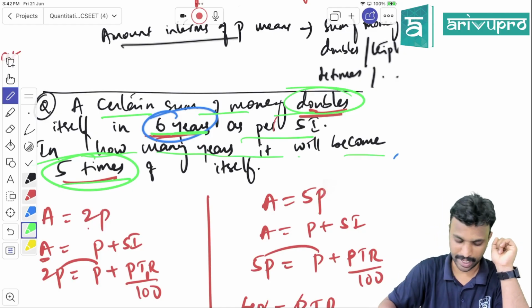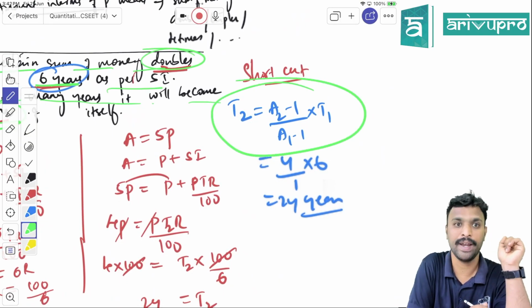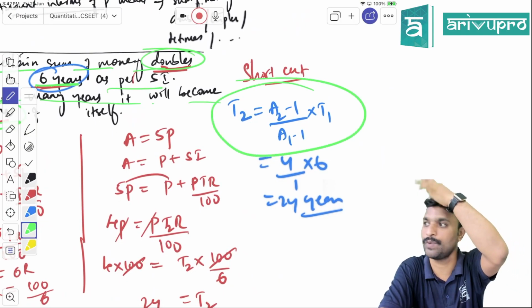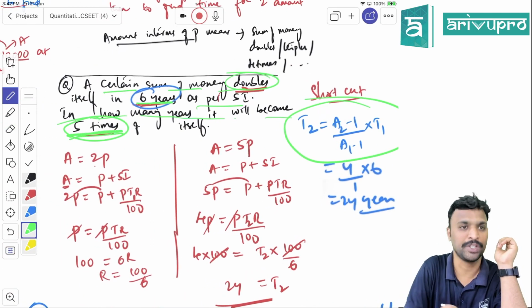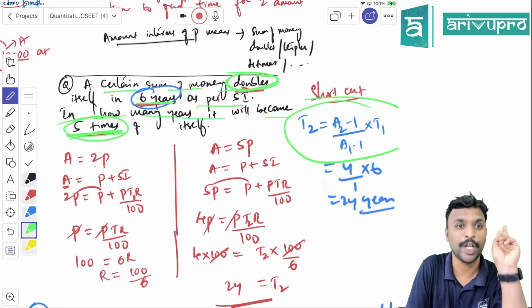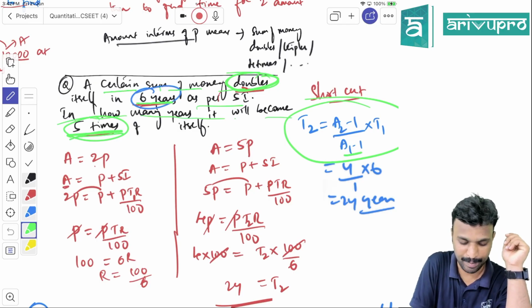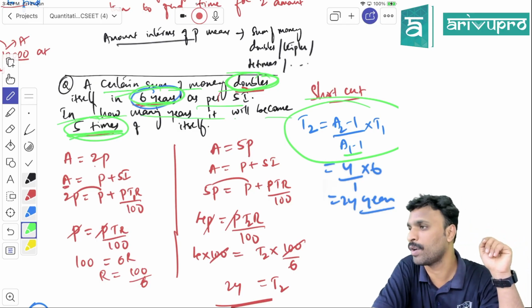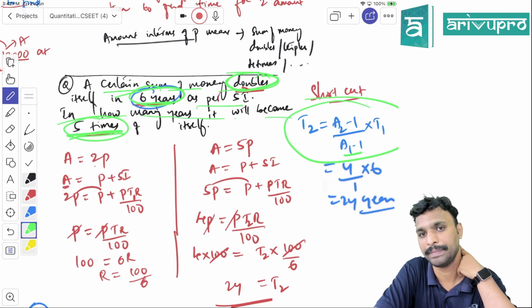What is the shortcut that I have given for such questions? (A2 minus 1) by (A1 minus 1) into T1. Now what is A2? They have given 5 times. 5 minus 1 is what? 4. Now A1 is double, so 2 times. 2 minus 1 is what? 1. 4 by 1 into what is the time taken for the first amount? 6 years. So the answer is 24 years.